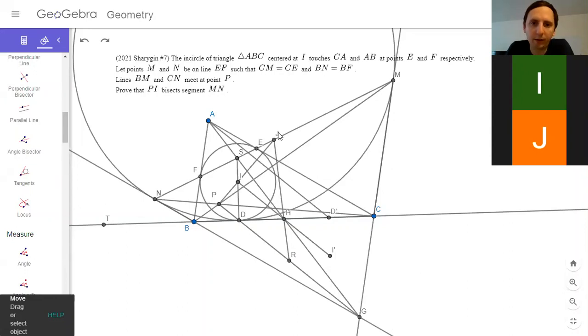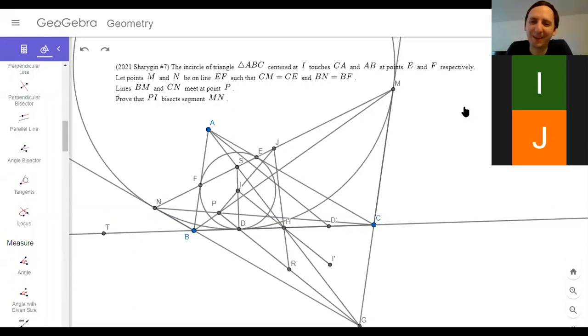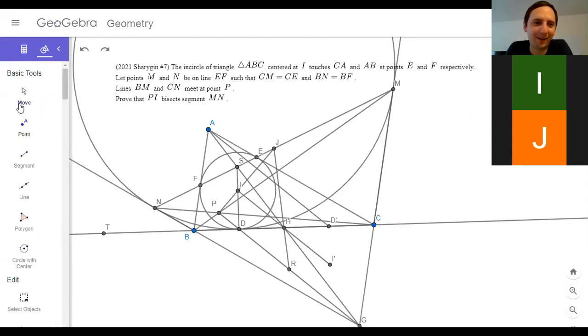So is it a known fact that the nasal point, the midpoint, and the midpoint here would be collinear? Maybe that's a well-known idea. Oh boy, USIMO problem. You guys know a lot more than I do.